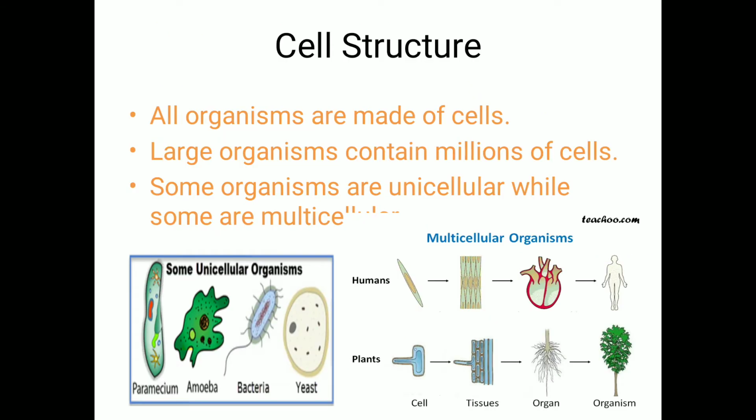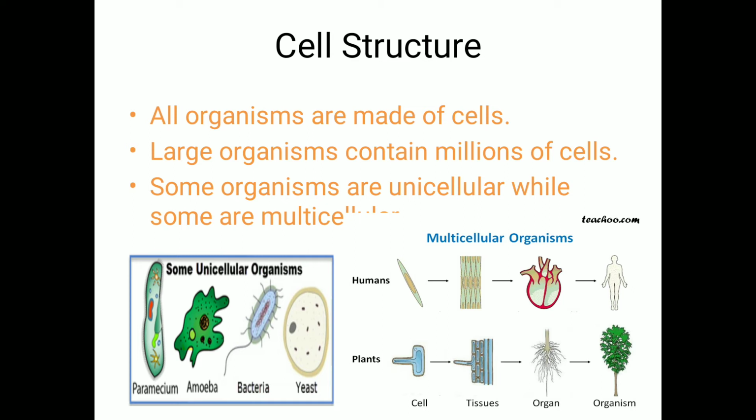So, coming back to the cell structures, all organisms are made of cells. The cells are very small, so large organisms contain millions of cells. Some organisms are unicellular while some are multicellular. You can see here unicellular organisms: paramecium, amoeba, bacteria, and yeast, and multicellular organisms like human beings, plants, and other animals.